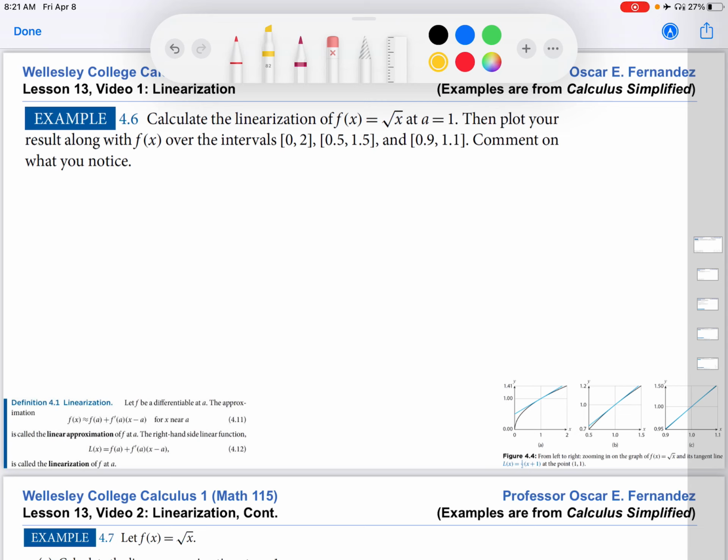Hi, this is Professor Fernandez, and this is video 1 in lesson 13. We're talking here about the concept of linearization.